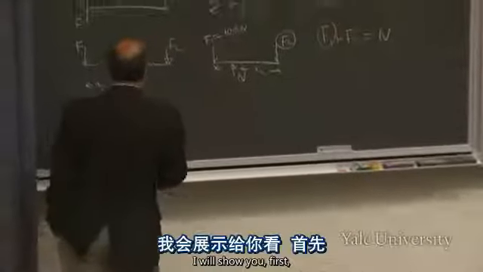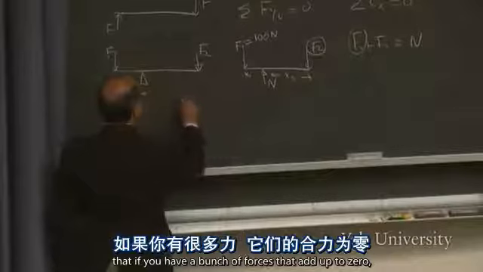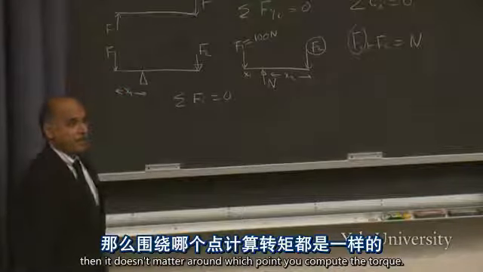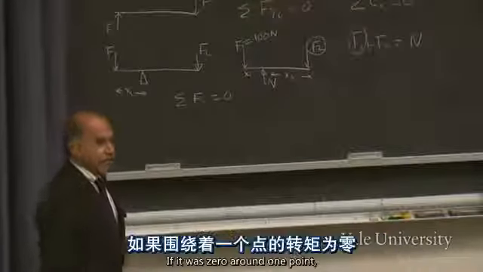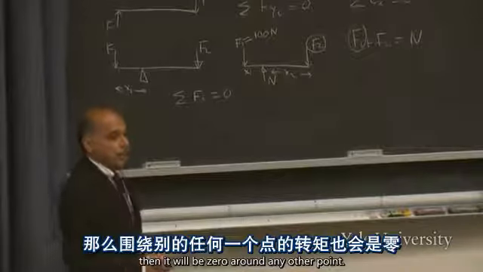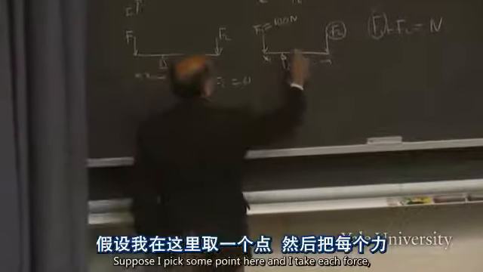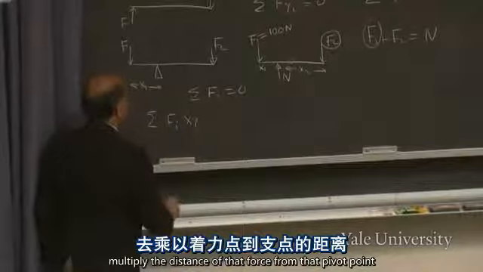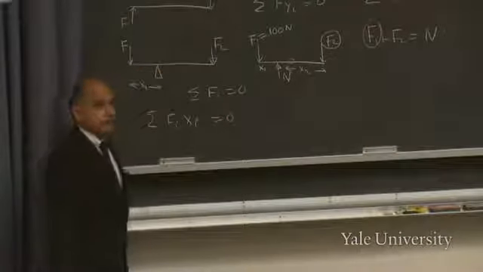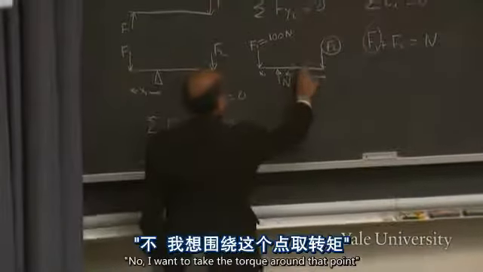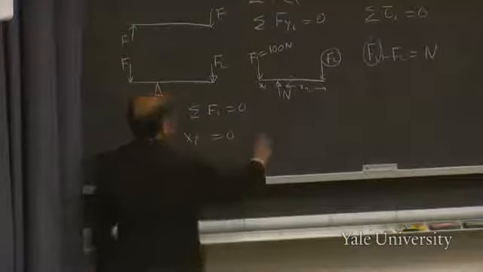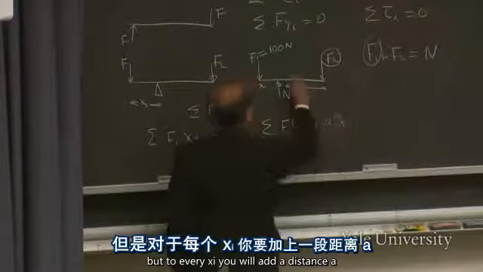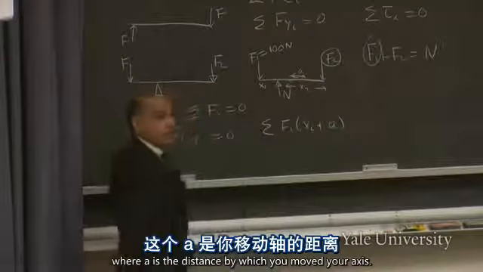I will show you first that if you have a bunch of forces that add up to 0, then it doesn't matter around which point you compute the torque. If it was 0 around one point, it will be 0 around any other point. Suppose I pick some point here, and I take each force, multiply the distance of that force from that pivot point, and they add up to 0. Now you come along and say, no, I want to take the torque around that point. What you will be computing will be the same force, but to every xi, you will add a distance a, where a is the distance by which you moved your axis.